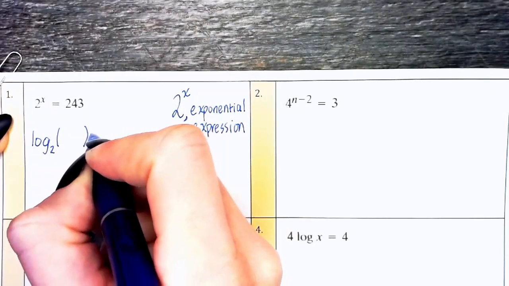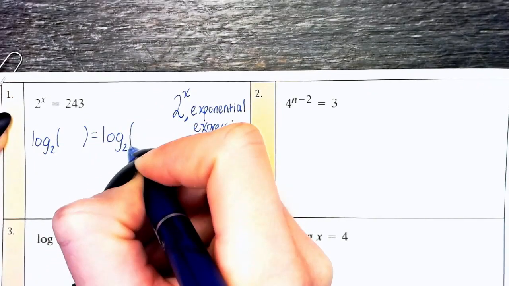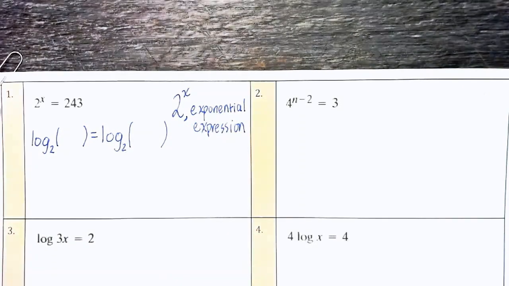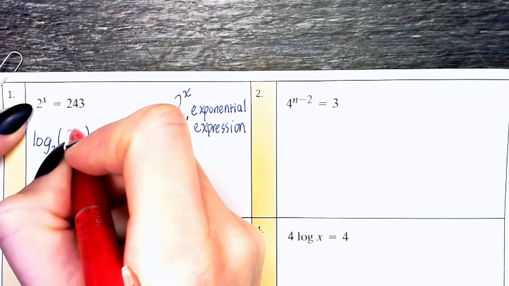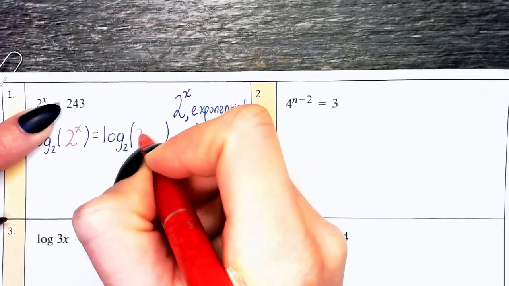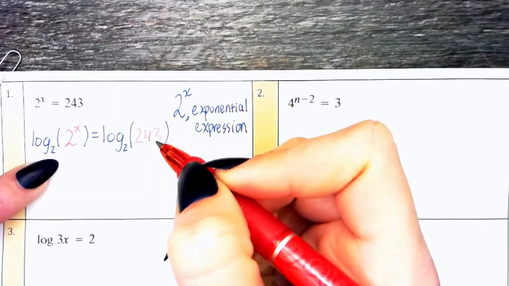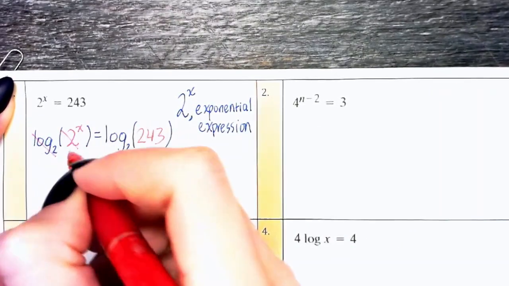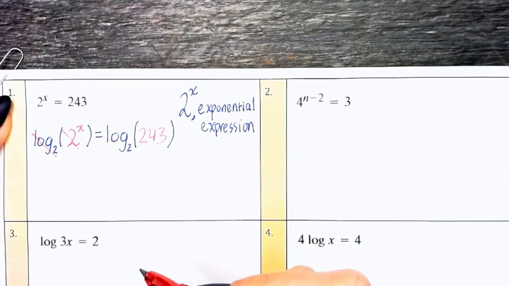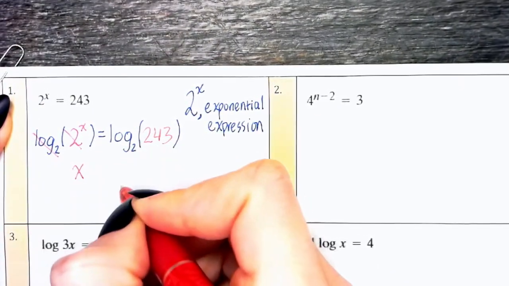This will be for the left, equals, and then log base 2, this will be for the right. The left side is 2 to the x, and the right side is 243. Log base 2 of 2 to the x, we can, in a very simple type of way, think of them as crossing out. Adios, gone. All we're left with is x.